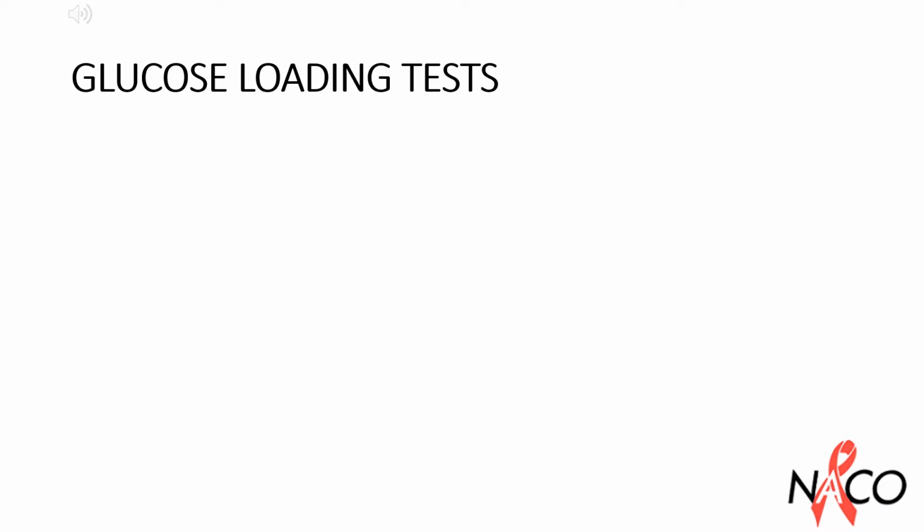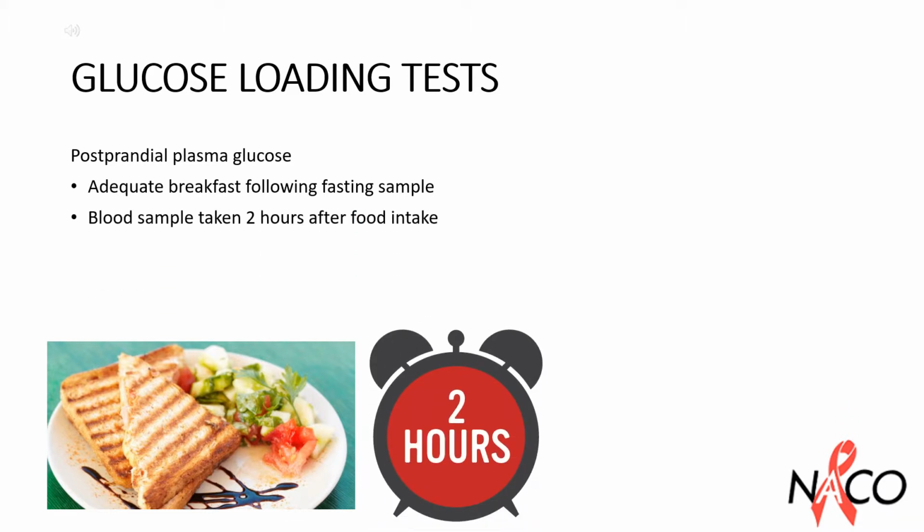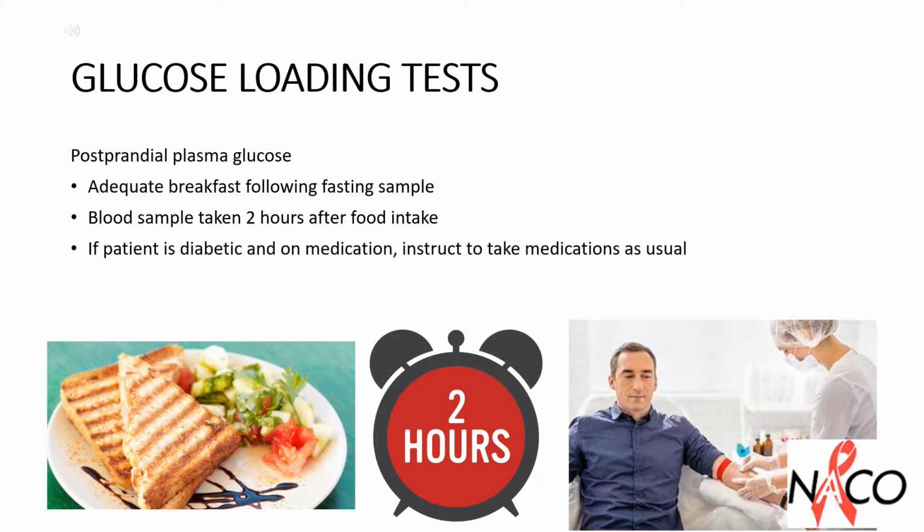Glucose loading tests include postprandial plasma glucose test and glucose tolerance test, also known as GTT. For postprandial plasma glucose estimation, adequate breakfast is to be eaten after giving collection of fasting sample. Blood specimen is collected 2 hours after food intake. If the patient is diabetic and is on medication, he or she should be instructed to take the medicines as usual.